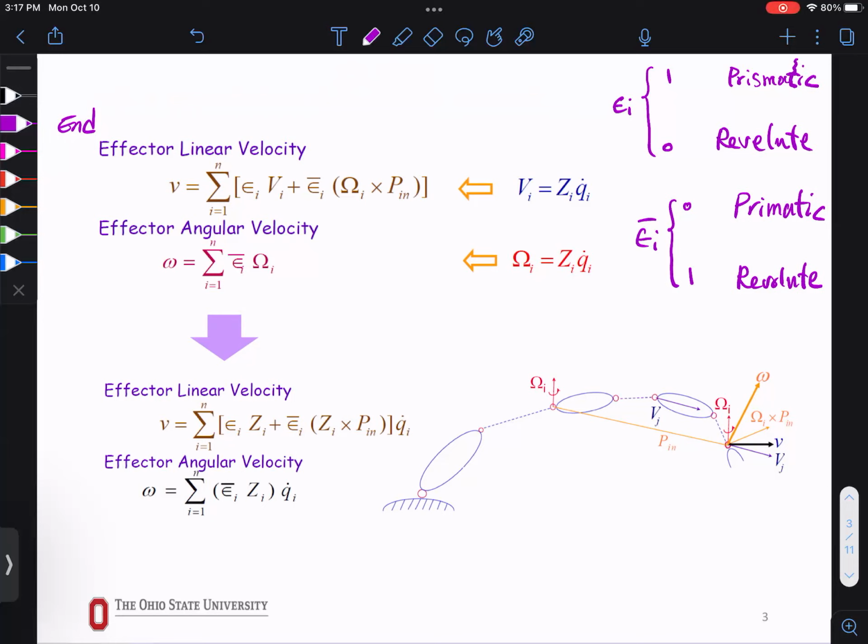Then omega will be also omega capital. So q dot i, which can come out, factor out epsilon naught i and z_i, which is the directions. So all that matters is, is that a revolute joint? Yes, then we count it. If it's not, it will be plus 0 in there.